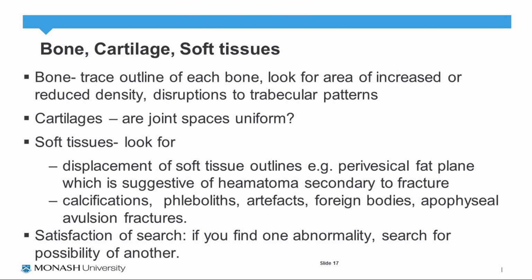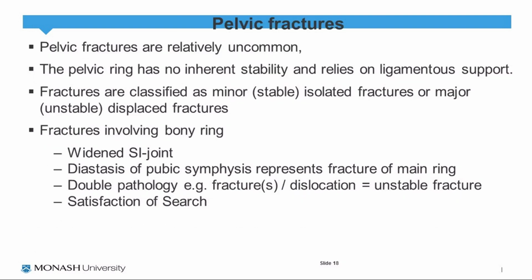Search strategies for soft tissue is to look for displacement of the soft tissue outline, so for example, the perivesical fat plane, which is suggestive of a hematoma secondary to a fracture. Also look for soft tissue calcifications, phleboliths, artifacts, foreign bodies, and apophyseal avulsion fractures. So satisfaction of search in the pelvis is really important. If you find one abnormality, you need to search for the possibility of another abnormality.